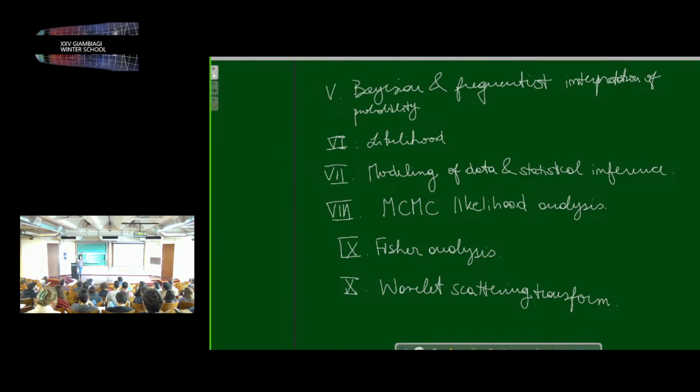We will talk about Fisher analysis, because it's a standard back of the envelope thing that cosmologists like to do when predicting the results for future surveys in particular, to various degrees of complexity. And if I have time at the end, I would like to talk about a new technique that has been developed by French mathematicians about 10 years ago and that I have been pushing forward with my group, which is called the wavelet scattering transform.